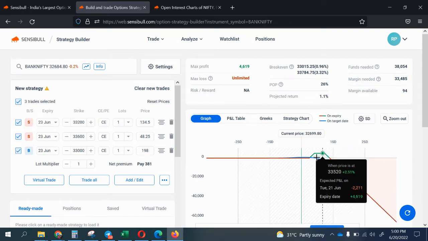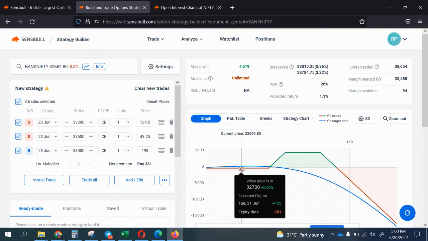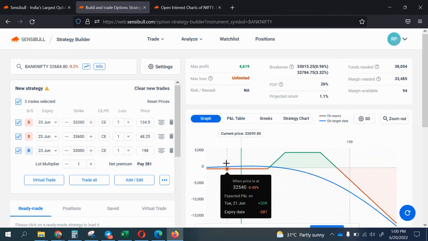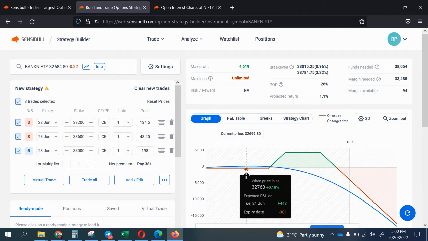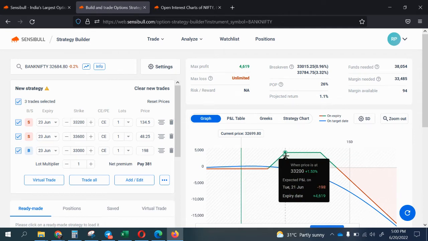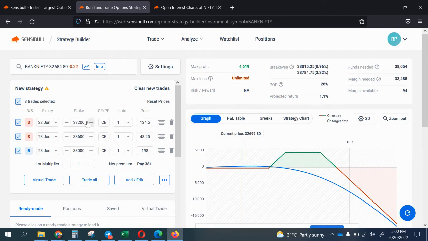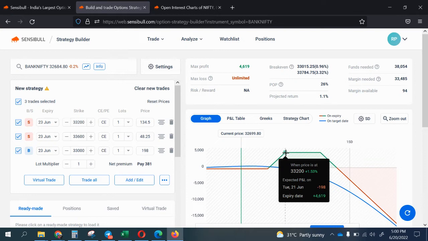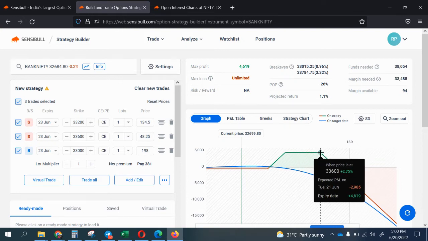If I enlarge this, you have only a 381 loss in case the market keeps falling. Even if it goes 5 or 10% down, a down circuit, you'll still have only a loss of 381. But if the market stands somewhere between these two, 33,200 and 33,600, you have almost a range from 33,200 till 33,600.